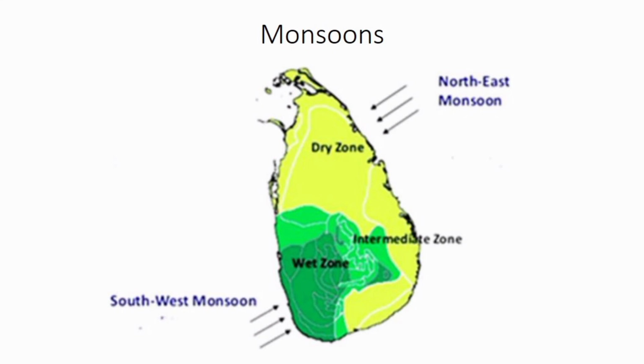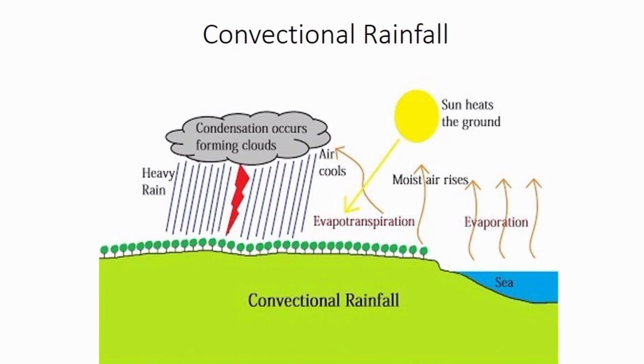Southwest monsoon. The southwest monsoon brings rain to the southwest of Sri Lanka between May and September. It receives heavy rainfall, and due to that floods and landslides mostly occur in the southern and western parts of Sri Lanka. Northeast monsoon. From the northeast monsoon, the northern and eastern parts of Sri Lanka receive heavy rain between December and February.